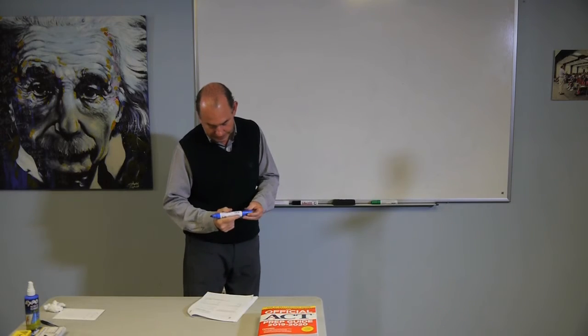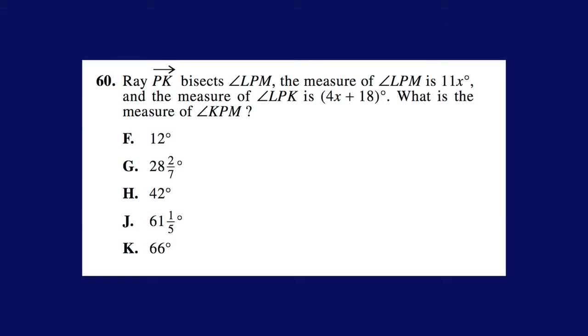Ray PK bisects angle LPM. The measure of angle LPM is 11x degrees, and the measure of LPK is 4x plus 18 degrees. What is the measure of KPM?